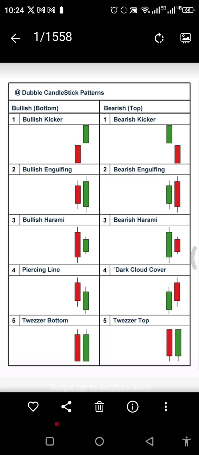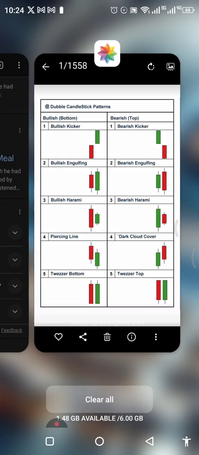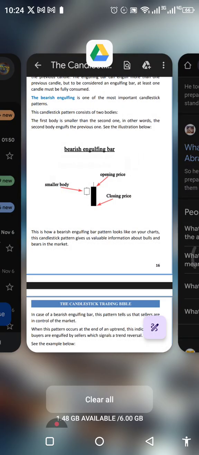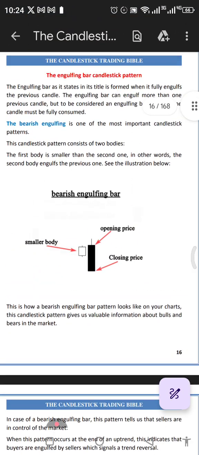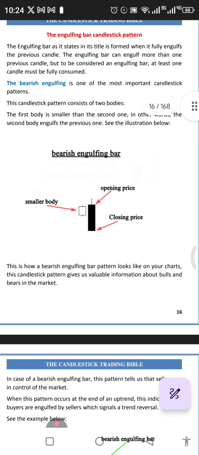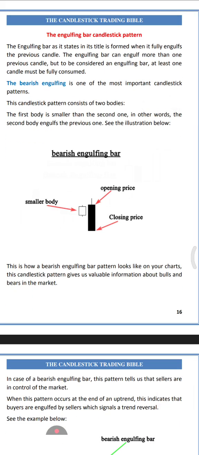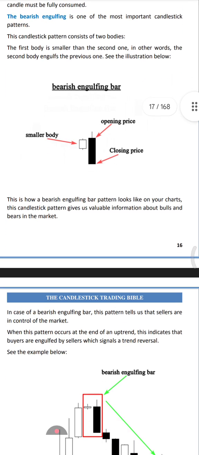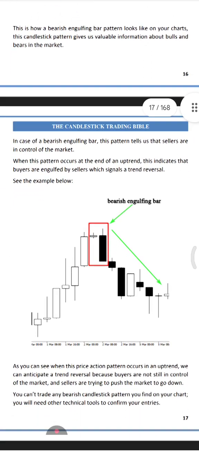Let me just show you a little bit of what I was trying to explain. Now look at it. This is the engulfing bar. What does it actually entail? Like I said, it's a bearish engulfing bar pattern. Okay, let me show you.